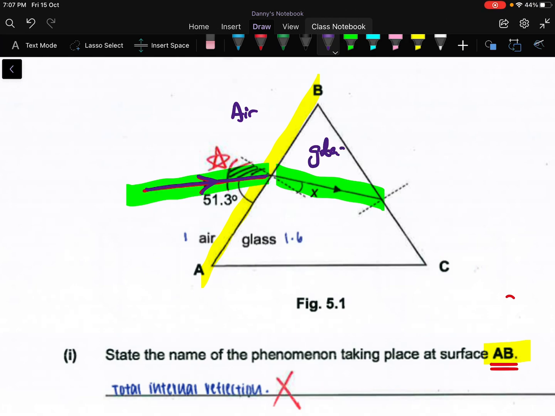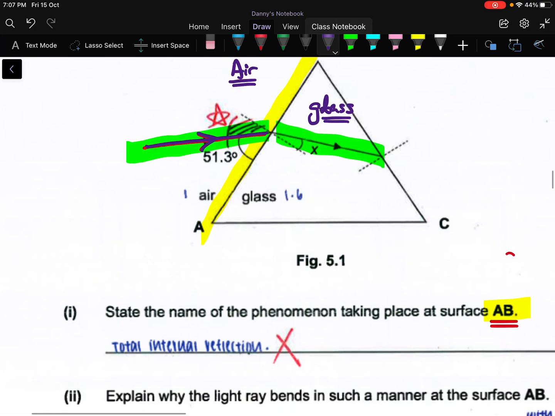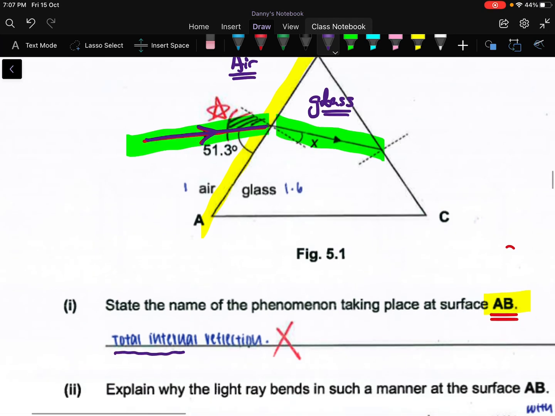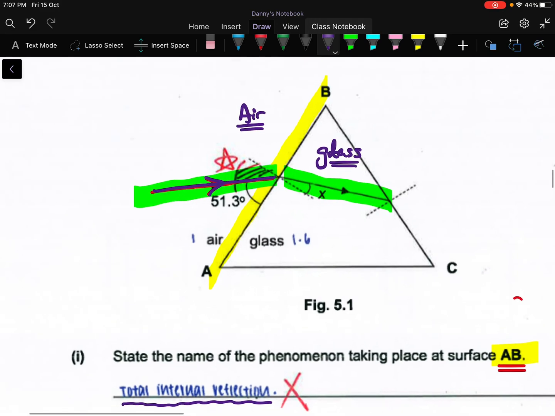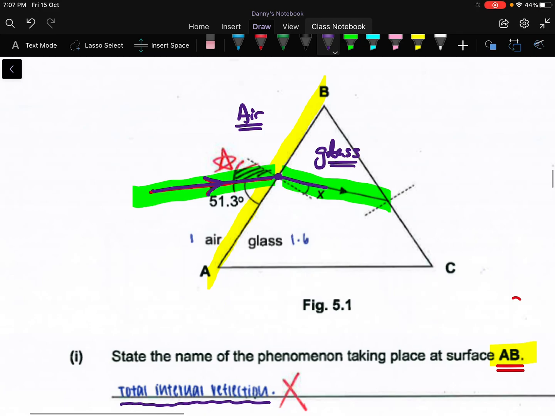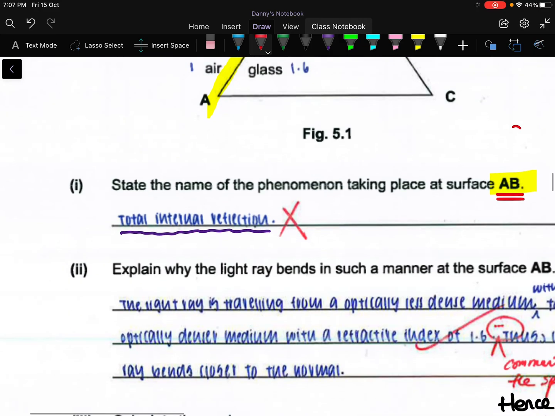So when you are going in from a lower index medium like air into a higher index medium like glass, TIR cannot happen. It simply cannot happen. And you can see that it doesn't reflect back into the air. In fact, it goes into the glass. So down here you can see that this is just a very simple phenomenon called refraction.